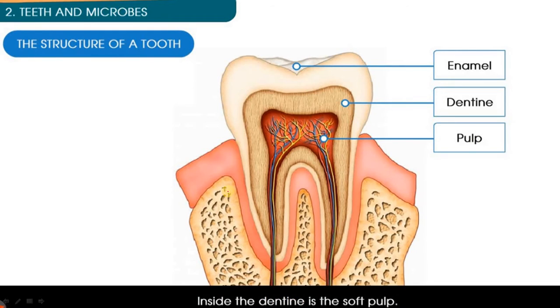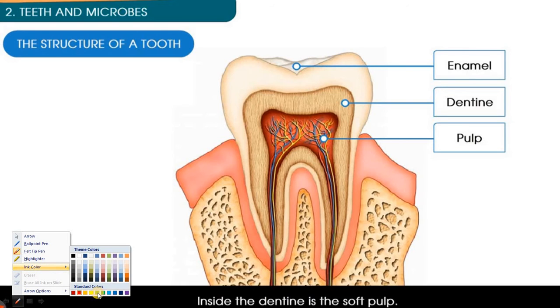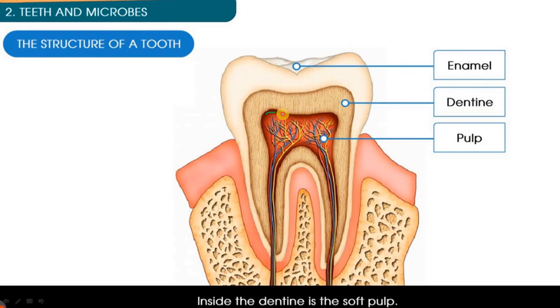Inside the dentine is a soft pulp. This whole area, you can see it, the reddish part where you can see blue and yellow lines coming inside it. As it is red, let me change the color so that it will be very clear for you to see. This portion I am marking, all of this portion from here to here. All of this is pulp, where it is very soft.